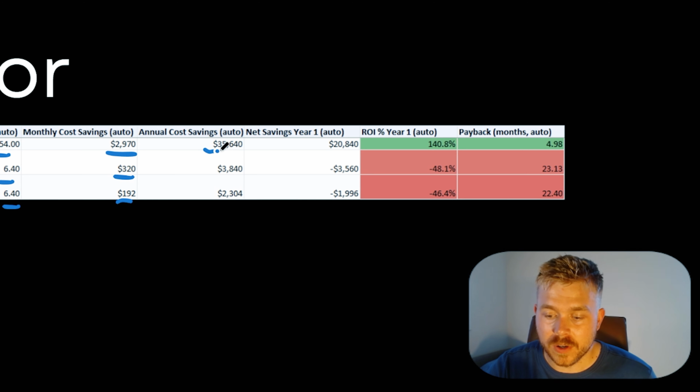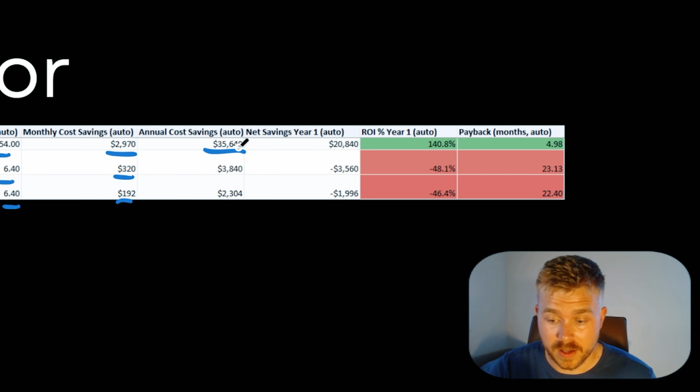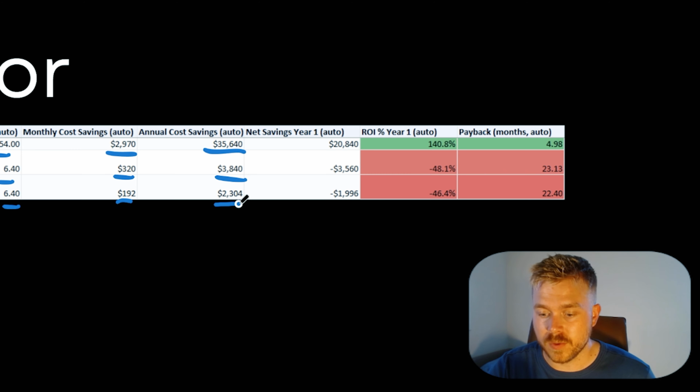And then we have our annual cost savings. This is where it really jumps out to them on the paper, these next couple columns. So there's $35,000 a year in annual cost savings by estimate, $3,800 for the quarterly report, and $2,300 for the PowerPoint templates. And then net savings after 1 year. So this is including our costs, right?